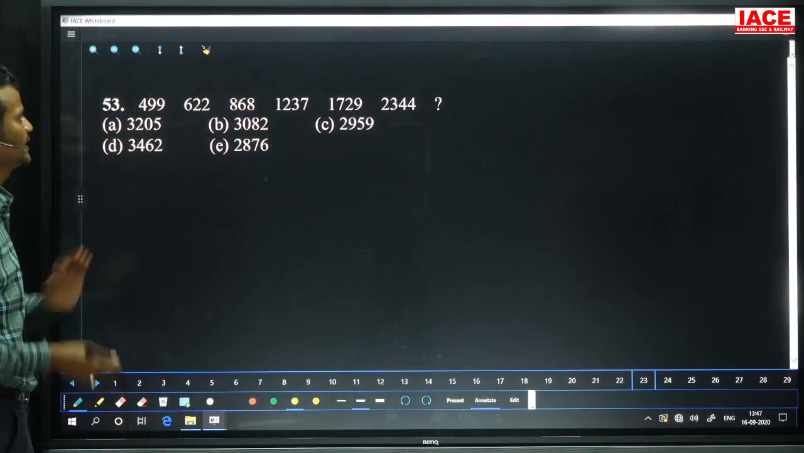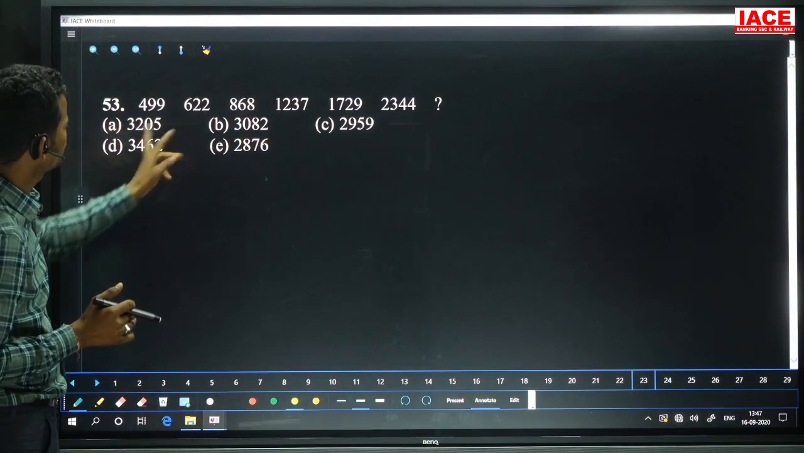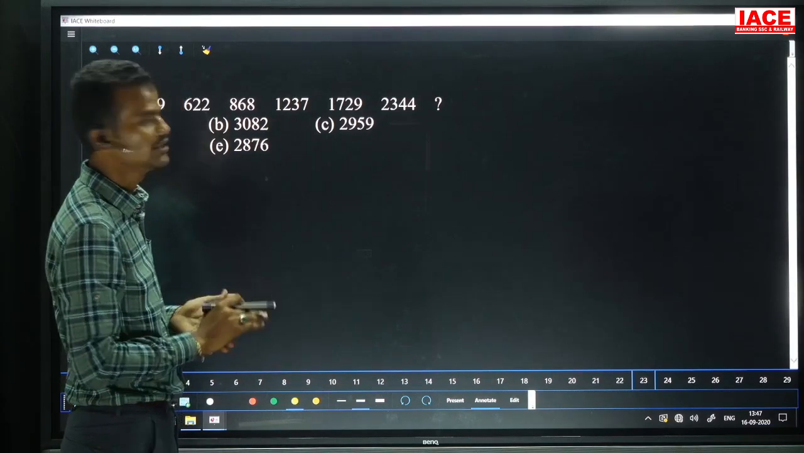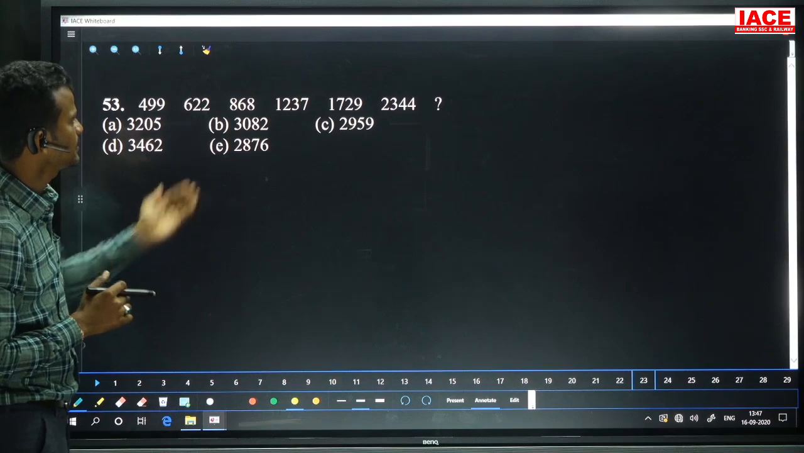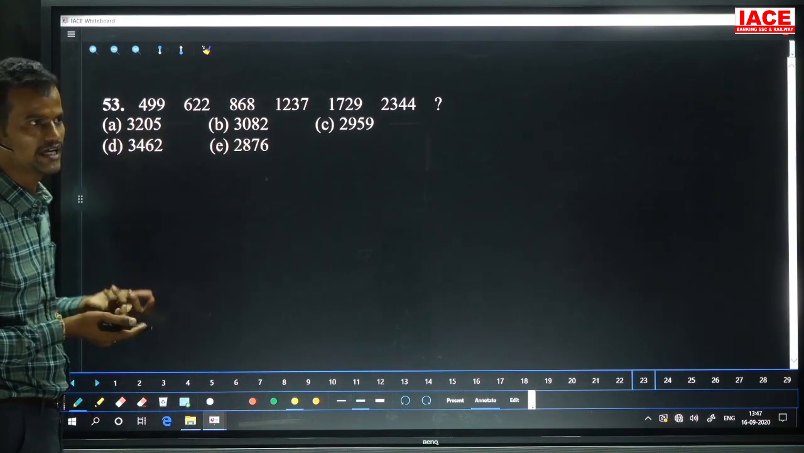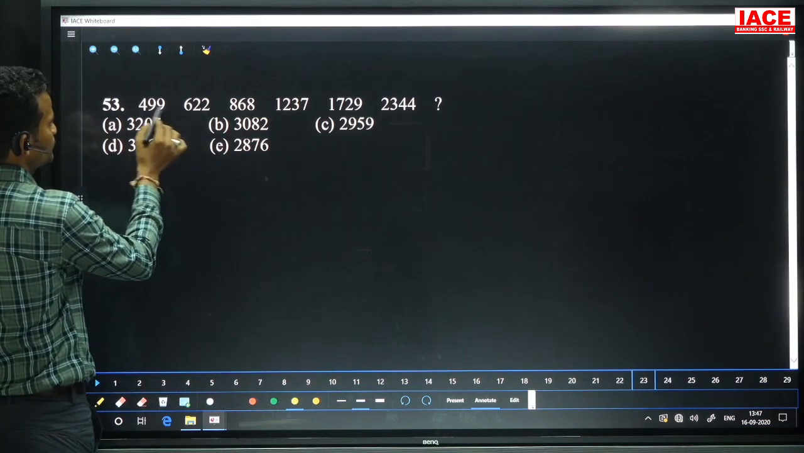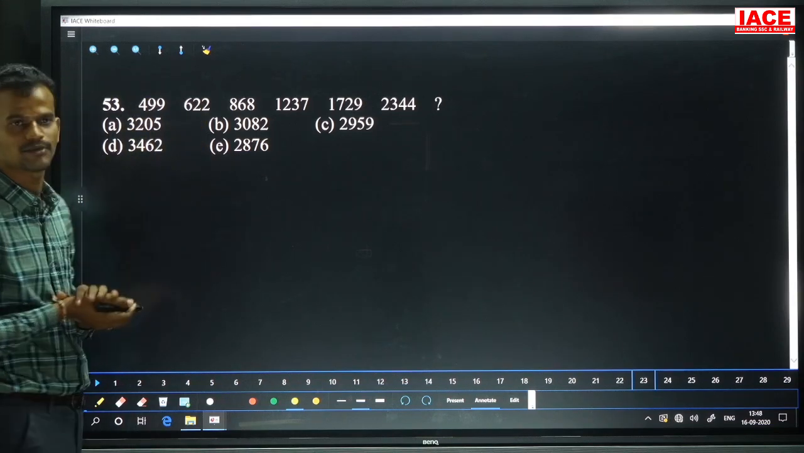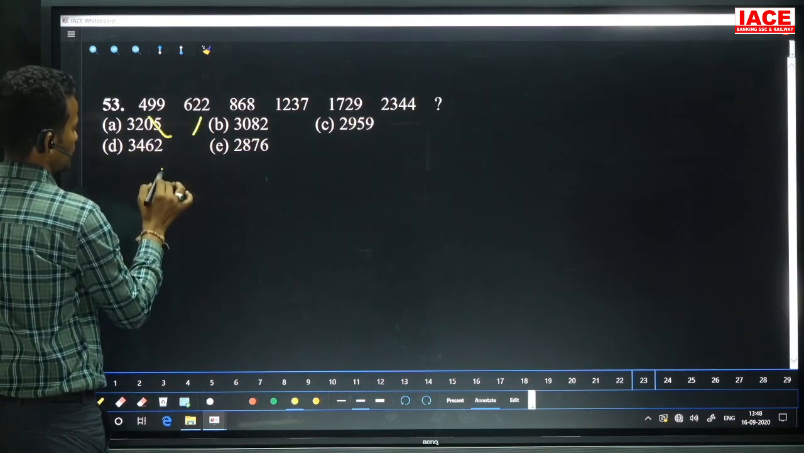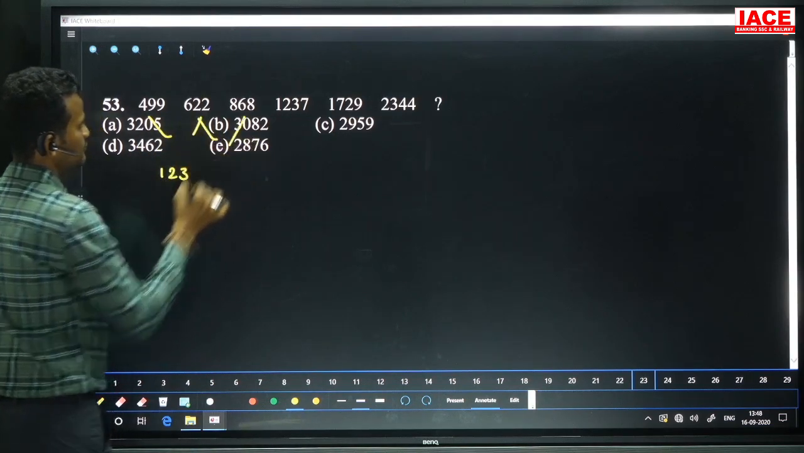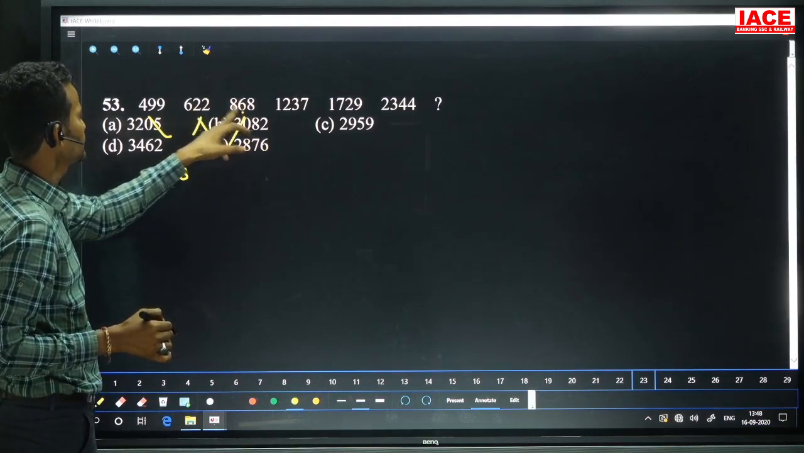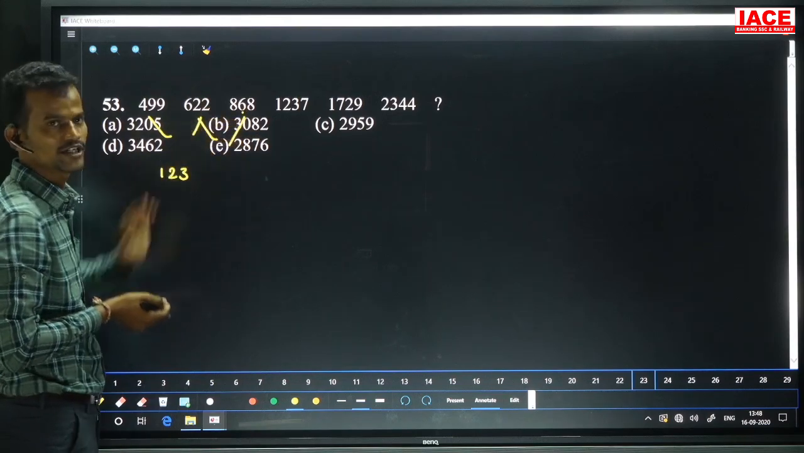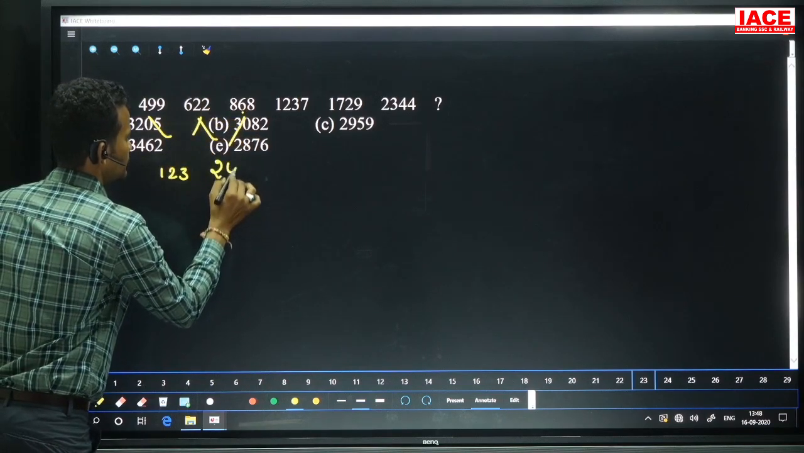So 499, 160, 622, 868, 1237, 1729, 2344. Here nothing is increasing randomly, so it's increasing a little bit, maybe adding. Listen sir, 622 minus 499: 600 minus 499 is 101, 101 plus 22 is 123. Here 123 is the difference. Now here, what is the difference value? 860 minus 620 is 240, and 8 minus 2 is 6, that means 246.